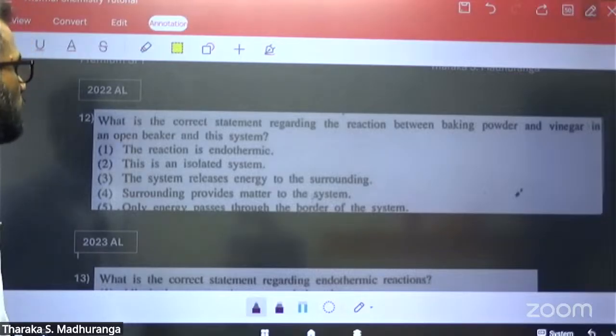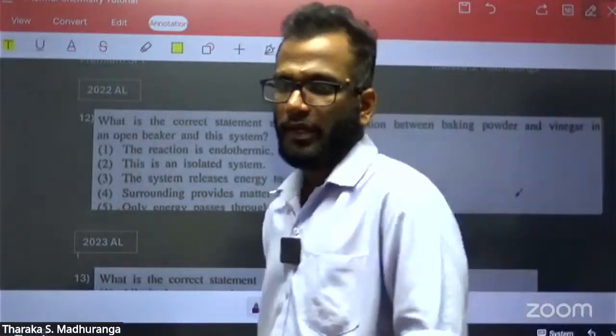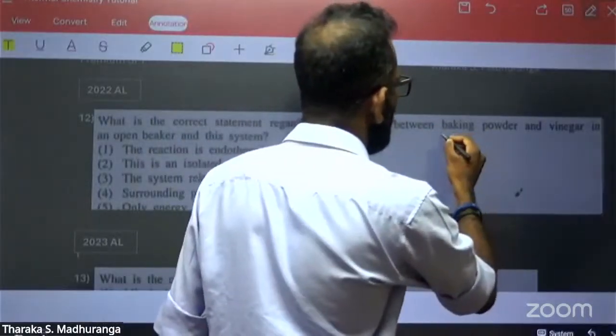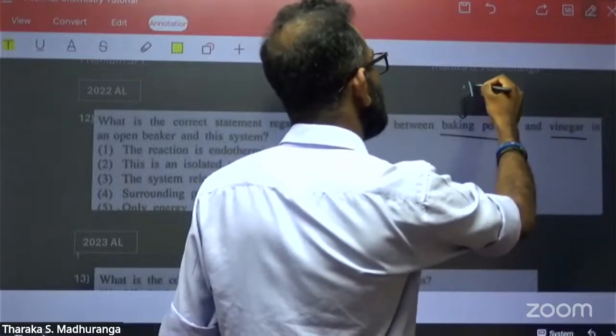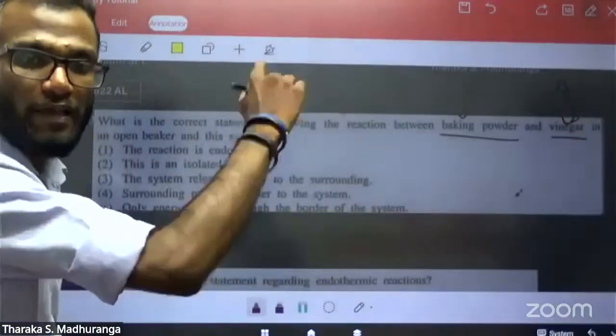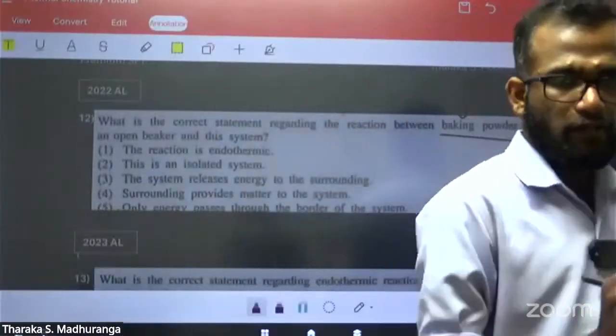Question number 12 from 2022 A level. What is the correct statement regarding the reaction between baking powder? Baking powder means sodium bicarbonate. Sodium bicarbonate, it is acid. No, no, it is not acid. Sorry, it is base. Sodium bicarbonate, baking powder, and vinegar. It is a base. Vinegar, I told you, is acetic acid. It is an acid. Then it is an acid-base reaction, a neutralization reaction. That means it is exothermic.